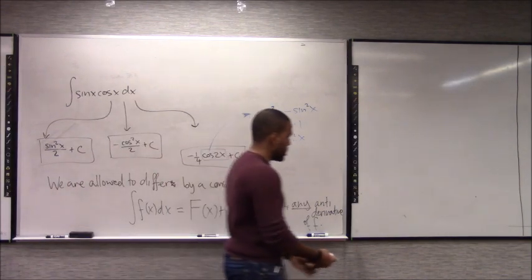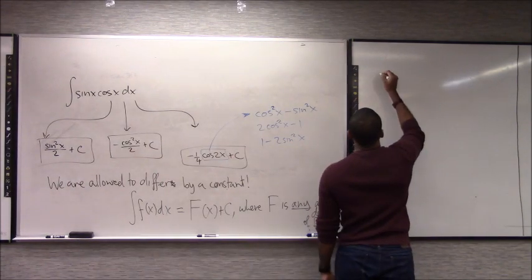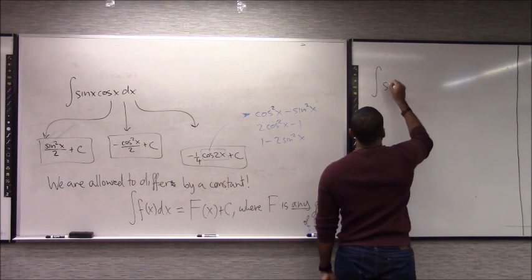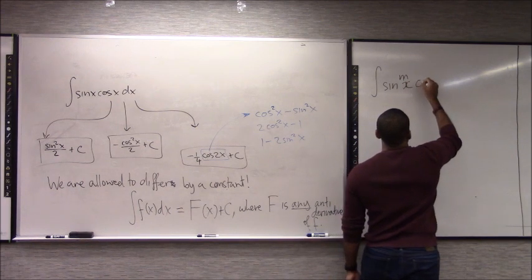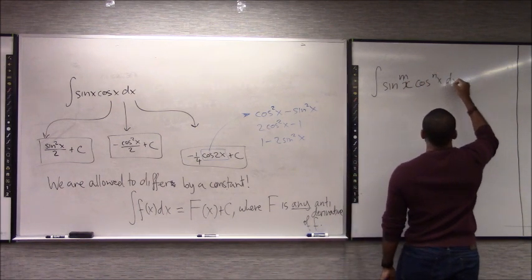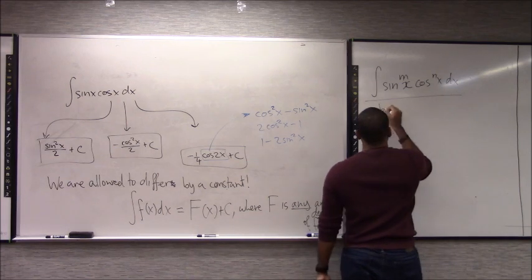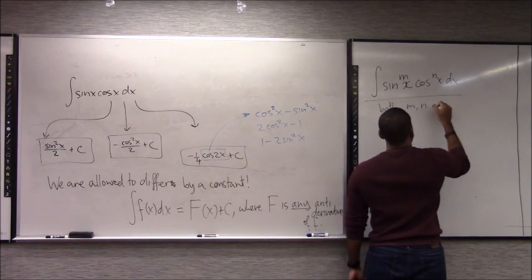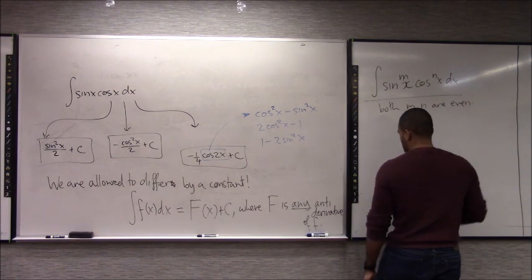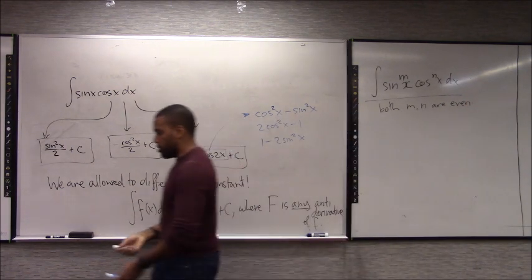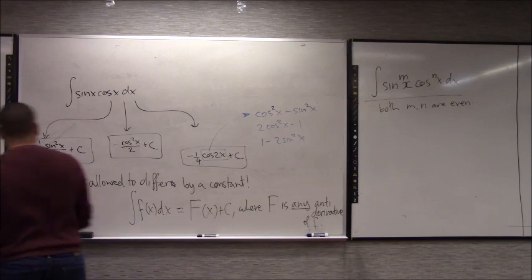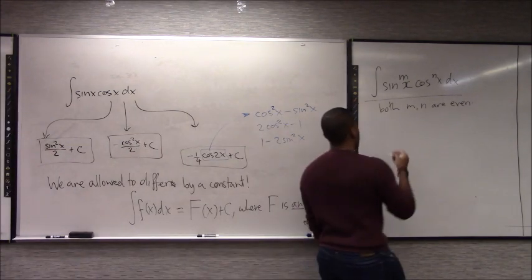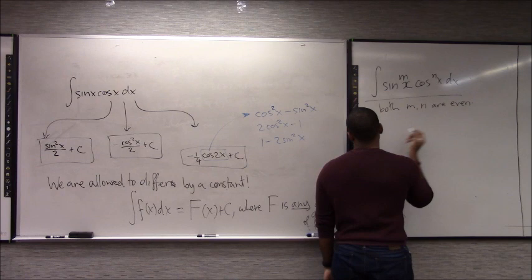So moving on to the last situation for the sine and cosine. Let's look at sine nx cosine nx dx, where both are even. Now, when both of them are even, what you do here is you again use another trig identity. To remember all our trig identities, use the half angle formulas or double angle formulas. They're the same thing really.